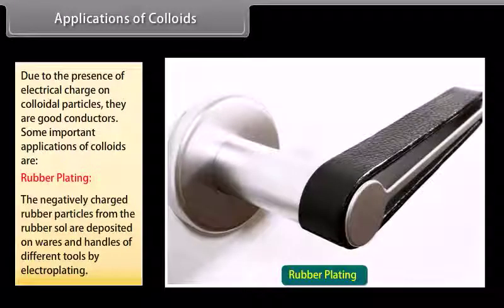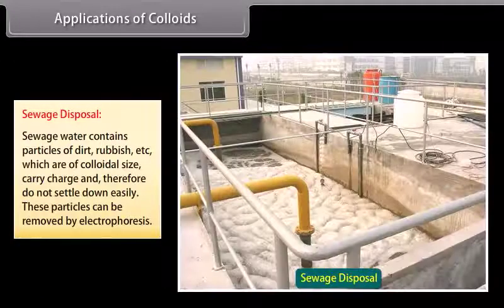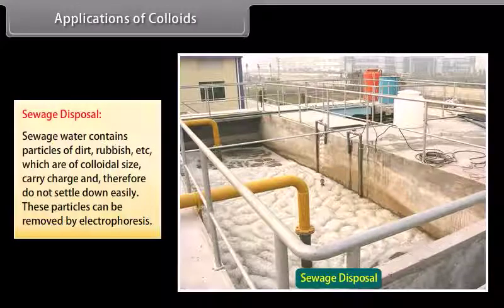Applications of colloids. Due to the presence of electrical charge on colloidal particles, they are good conductors. Some important applications of colloids are rubber plating. The negatively charged rubber particles from the rubber sole are deposited on wares and handles of different tools by electroplating. Sewage disposal. Sewage water contains particles of dirt, rubbish, etc., which are of colloidal size, carry charge, and therefore do not settle down easily. These particles can be removed by electrophoresis.